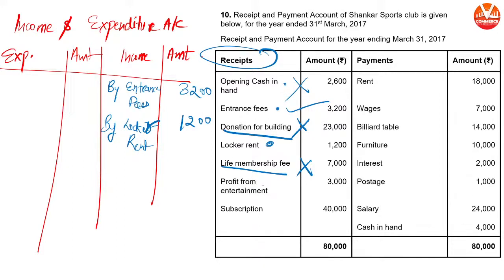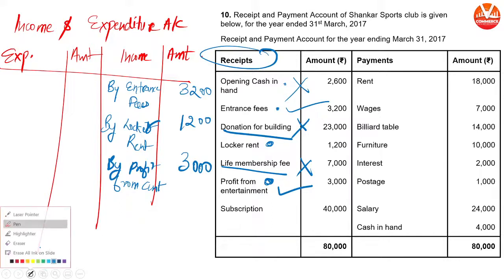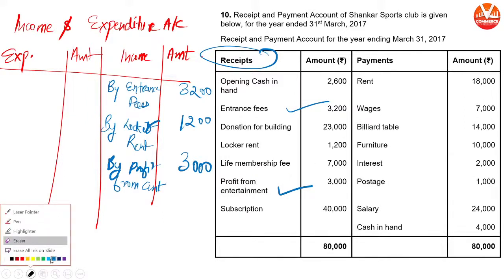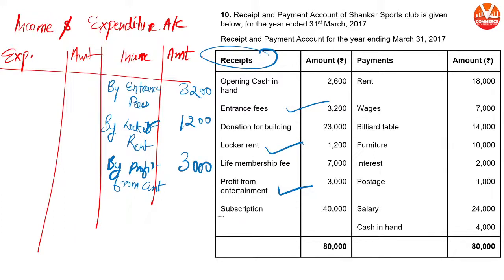Then we have profit from entertainment. This is a revenue receipt. It will be recorded in the income and expenditure account by profit from entertainment. It is 3,000. So as you can see, we have recorded entrance fees, profit from entertainment, and locker rent. Then we have subscription. So we will record subscription also. By subscription, it is 40,000.